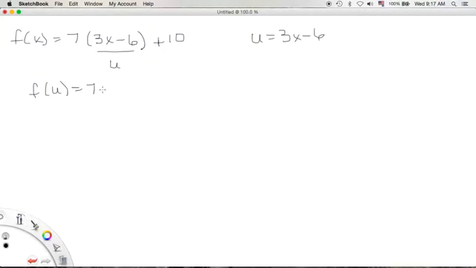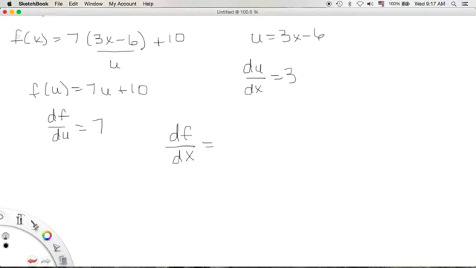So if we have that u is our 3x minus 6, it's our inside function, then f at u is 7u plus 10. Well, that's a pretty easy derivative to take. So if we want to take the derivative of that with respect to u, it's just 7. And here, we've got to have our du dx, and that's 3. So if we want to know what df dx is, the derivative of this function with respect to x, we just took the derivative of the outside part, 7, times the derivative of the inside part, 3. So the derivative is just 21.